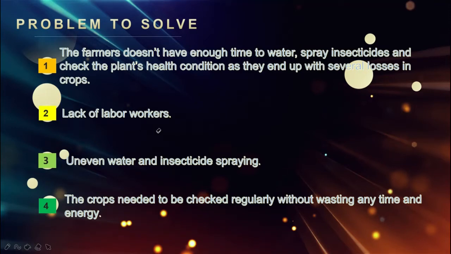The second one is the lack of labor workers. This is because the current generation doesn't really like to involve themselves in farming and agriculture work. The third one is uneven water and insecticide spraying. The farmers are facing severe losses in their crops, as the pesticide ate and destroyed the plants. This is caused by insufficient and uneven water spraying. The farmers again don't have enough labor workers.